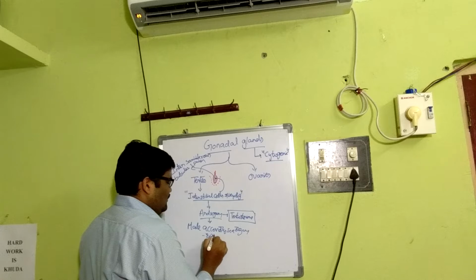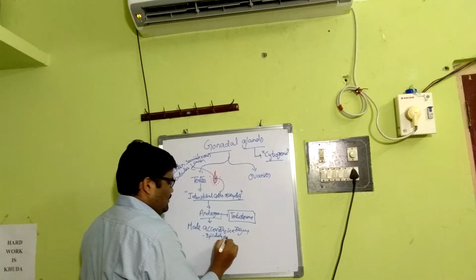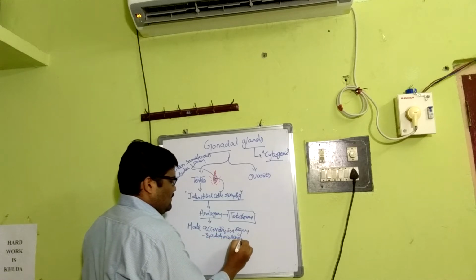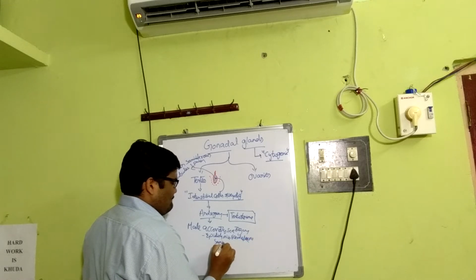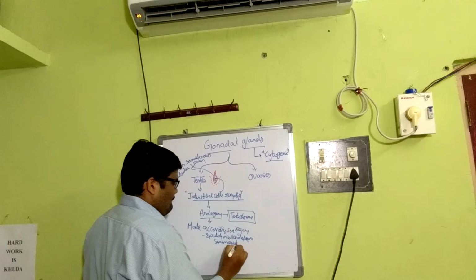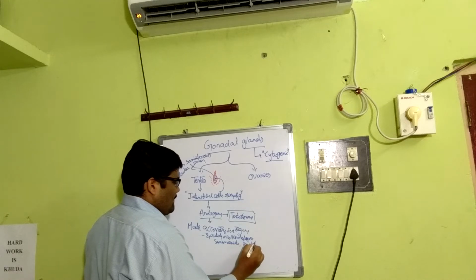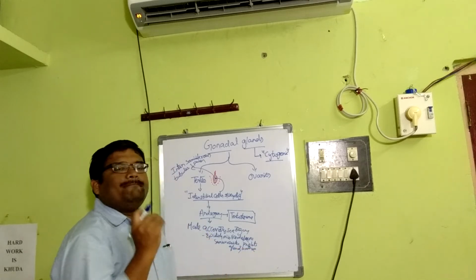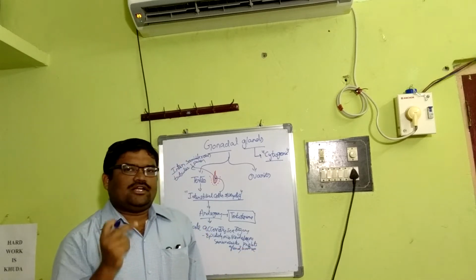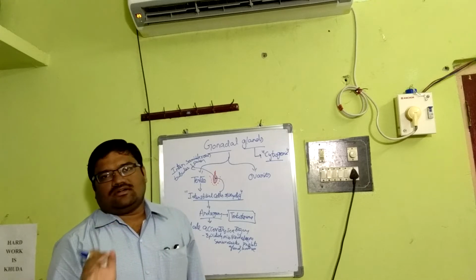Male accessory sex organs like epididymis, vas deferens, seminal vesicles, prostate gland, then urethra. These are all considered as male accessory sex organs. For the development of the same, androgens are essential.